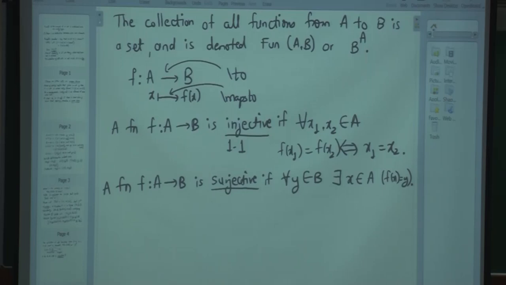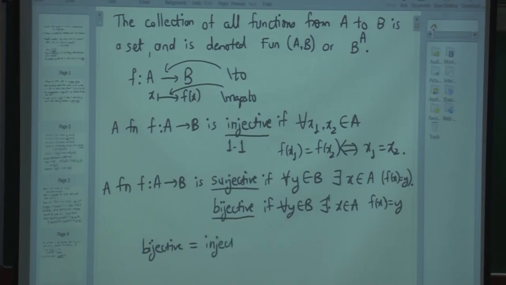And what about bijective? Okay, if for all y in B, there exists a unique x in A such that f(x) is equal to y. Yeah, so bijective is clearly injective plus surjective.